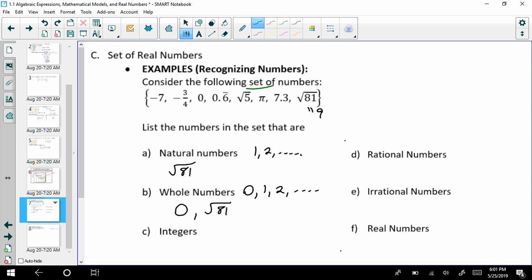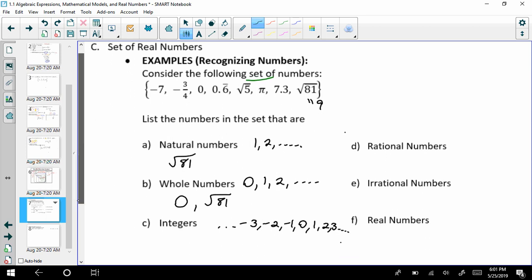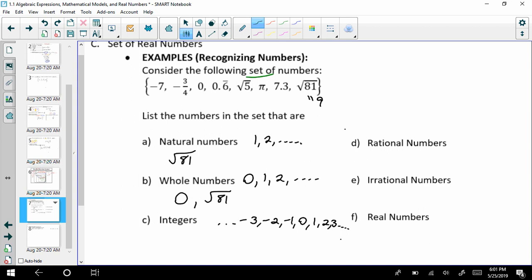Okay, the integers. According to our chart, the integers are negative numbers, 0, and positive numbers, but no decimals or fractions. So -7 could be listed, not the fraction, -3/4. 0, not the decimal, not square root 5, not pi, not the decimal, and square root 81 is also an integer because it's 9. So notice square root 81 has fit into all 3 of these categories, and it makes sense if you think about it.